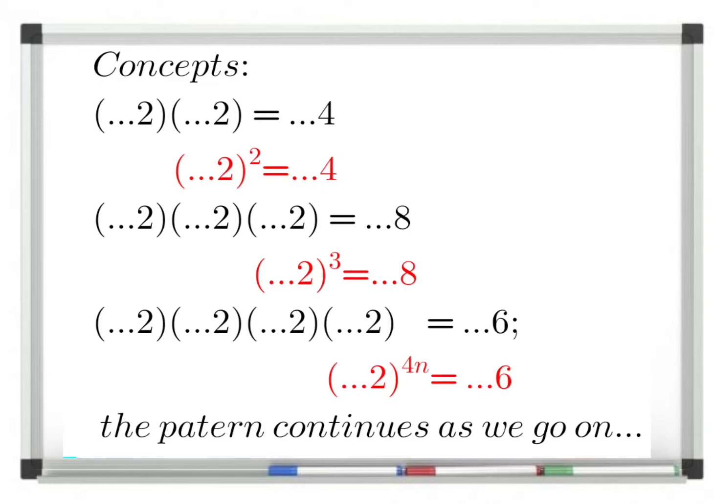Pangalawa, any number whose unit digit is 2 multiplied by another number whose unit digit is also 2, and multiplied again by a number whose unit digit is 2, then the unit digit in the product is 8. Pangatlo, any 4 numbers whose unit digits is 2 multiplied simultaneously 4n times, then the unit digit in the product is 6.